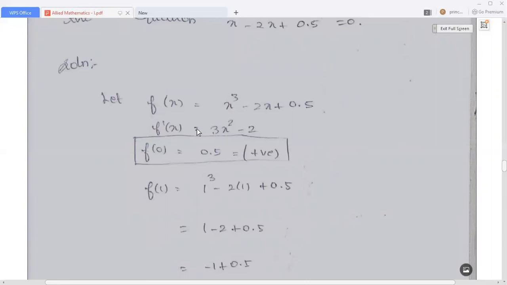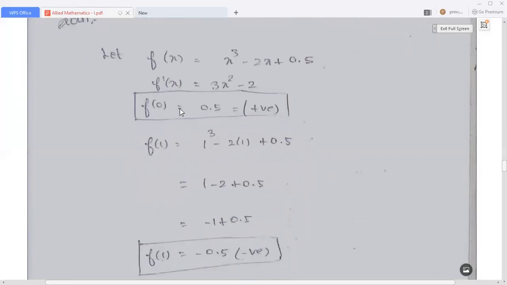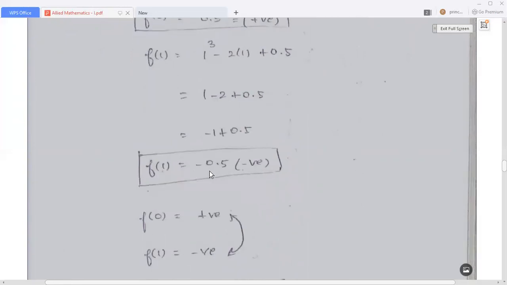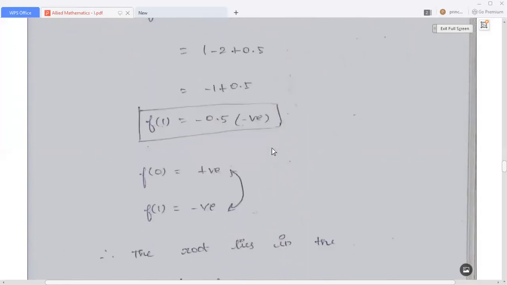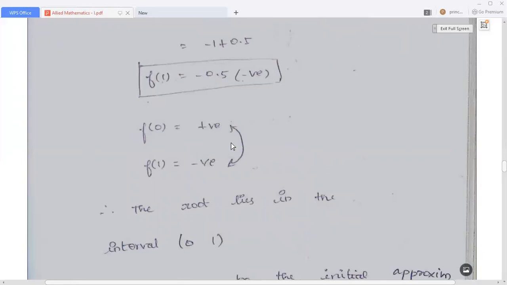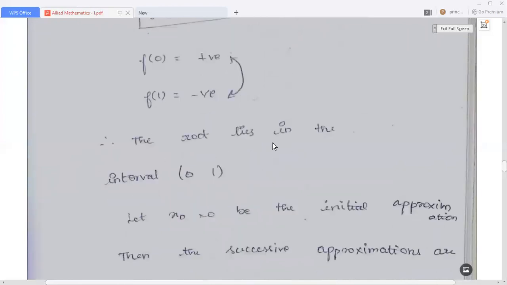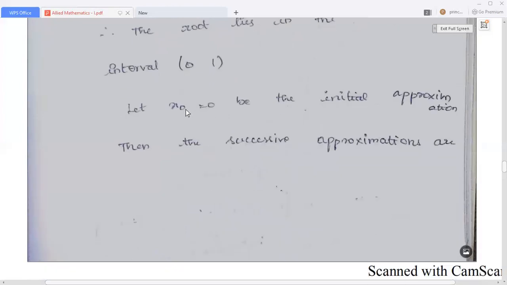So next we calculate f dash of x equal to 3x square minus 2. Here we are going to locate the interval where the root lies. So here f of 0 is 0.5, that is positive. Here f of 1 equal to minus 0.5, that is negative. Here we have the change of function values at the points 0 and 1. So f of 0 is positive, f of 1 is negative. Therefore, the root lies in the interval 0, 1.